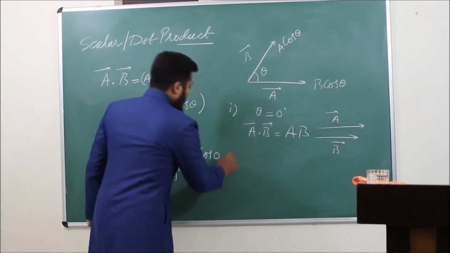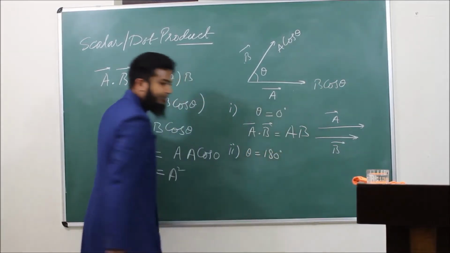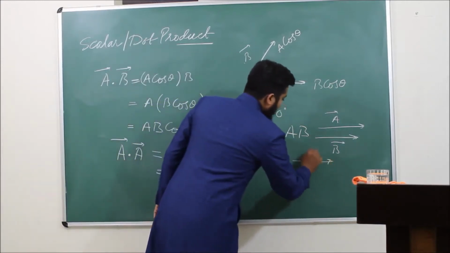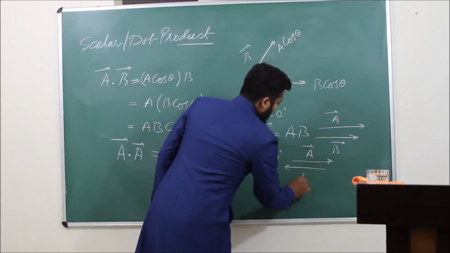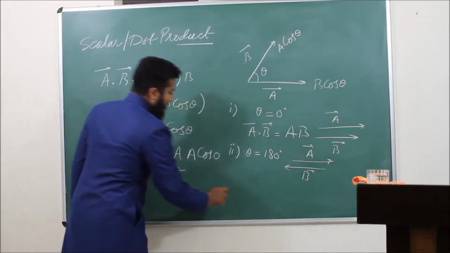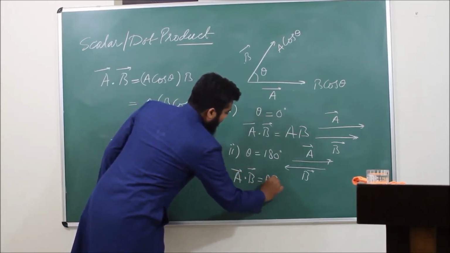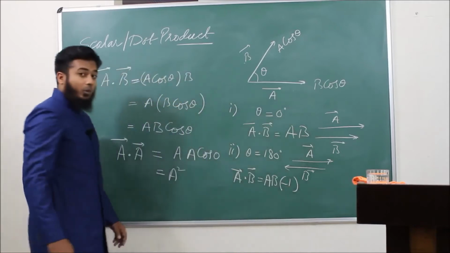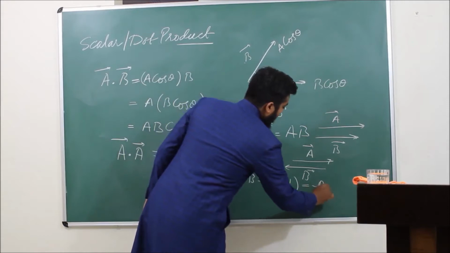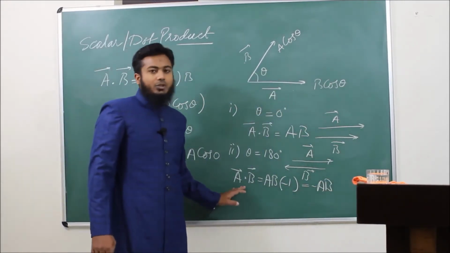Next case, what if the angle between the two vectors is 180 degree? If the angle between the vectors is 180 degree, which means the vectors are anti-parallel, they are in opposite directions. Then from the formula, A dot B will be equal to A, B, and cos of 180 degree is minus 1. So it becomes minus A into B, which is also the minimum value of the dot product of two vectors.